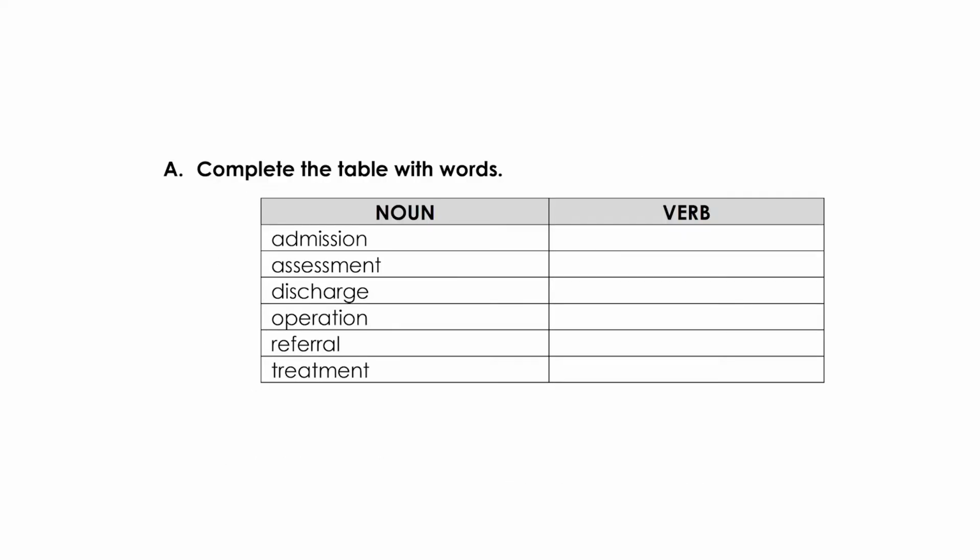Okay, here we have the words we have learned: admission, assessment, discharge, operation, referral, and treatment. What about the verb form of these words? Admission as a noun, admit as a verb. Assessment as a noun, assess as a verb. Discharge as a noun and discharge as a verb. Operation, operate. Referral, refer. And treatment, treat.